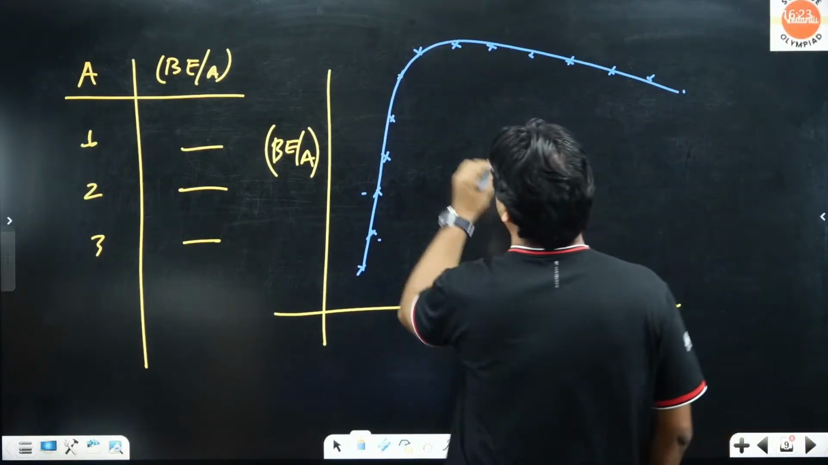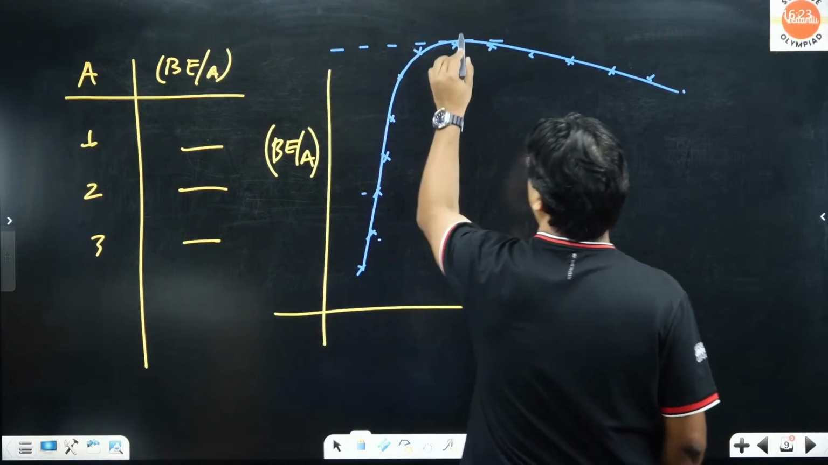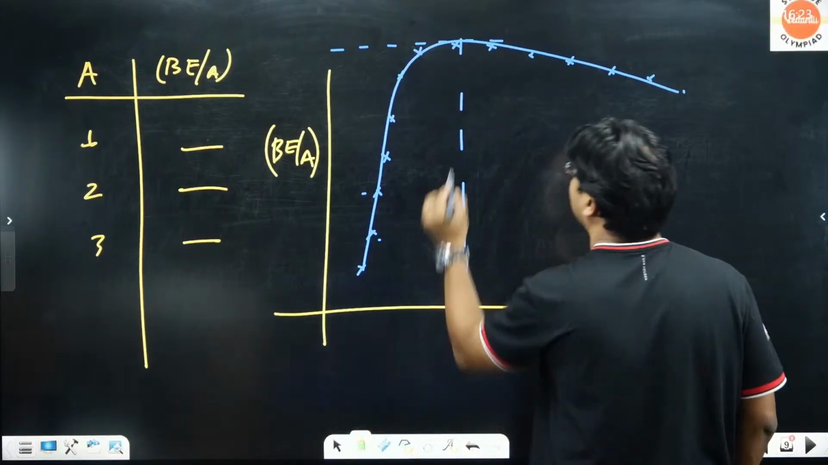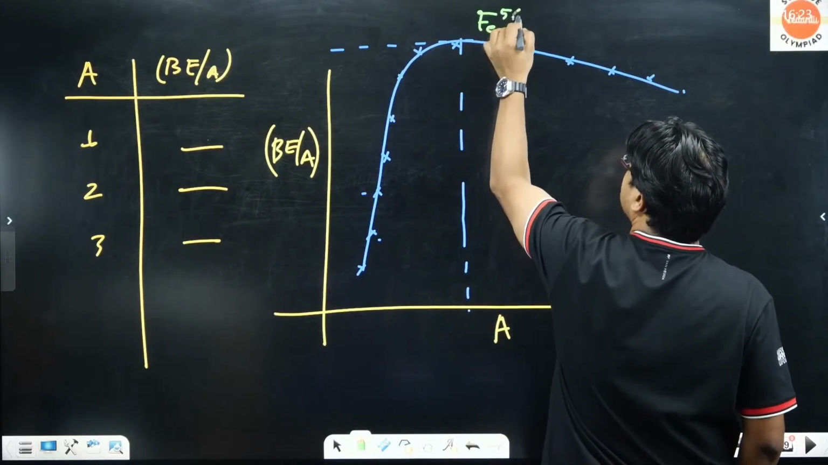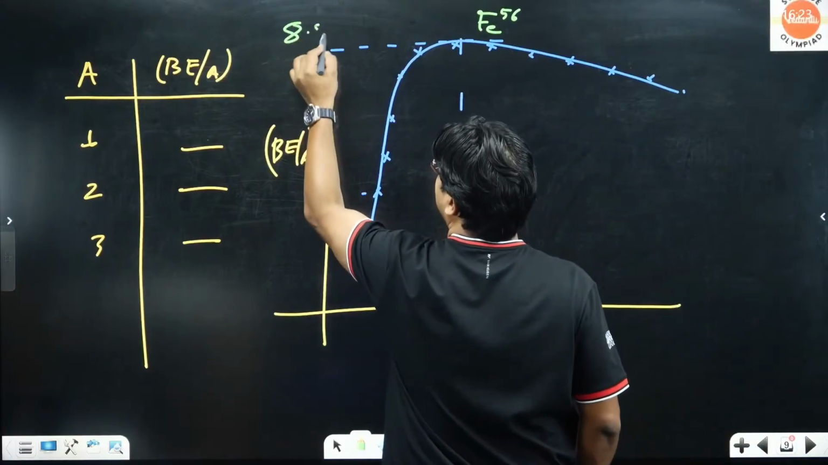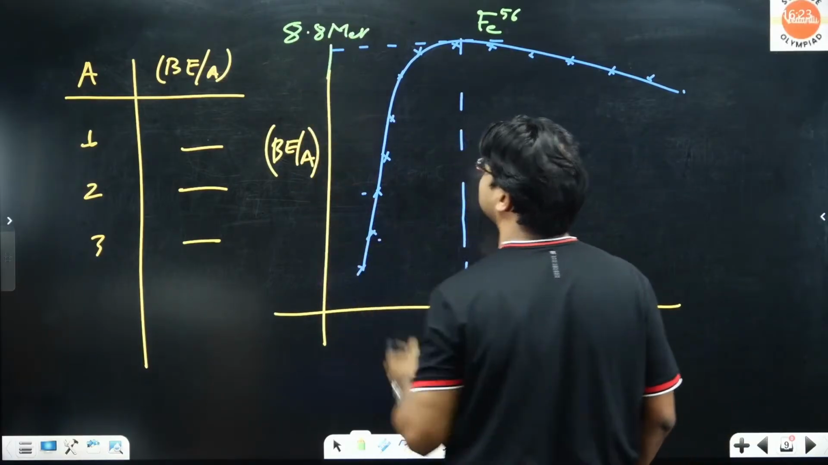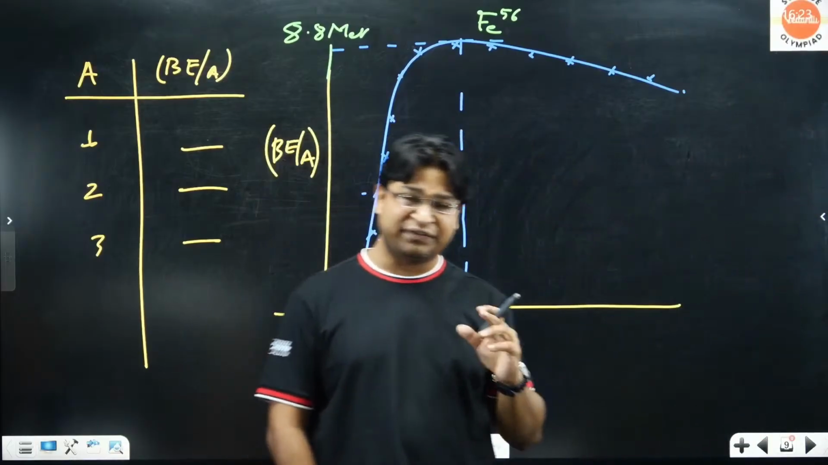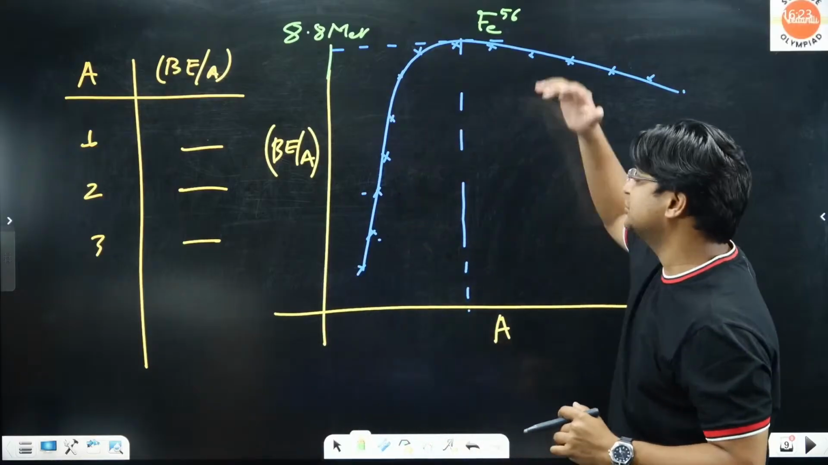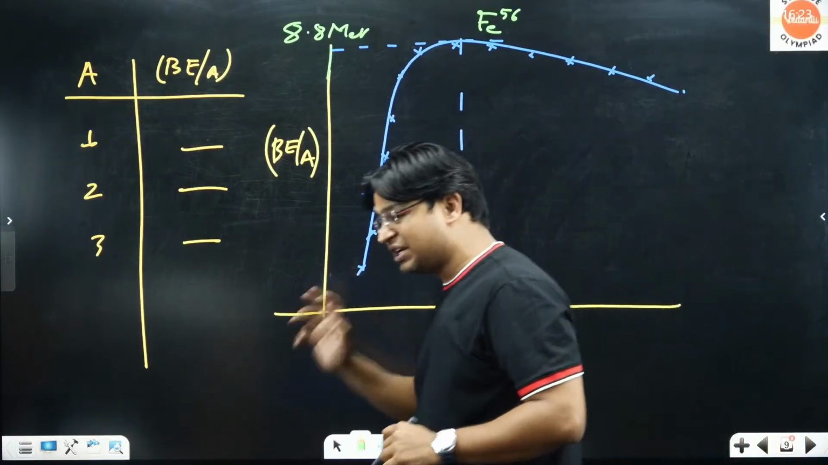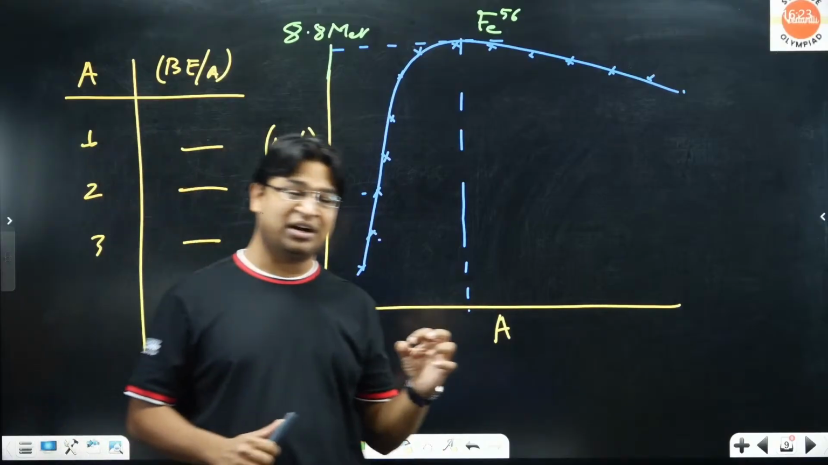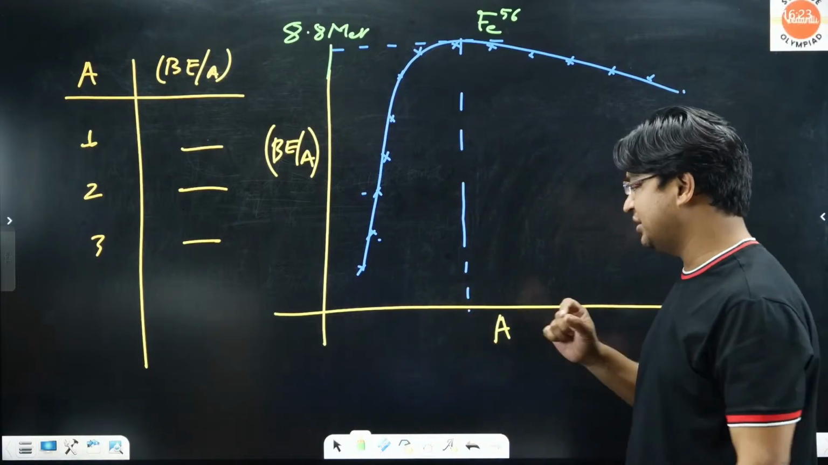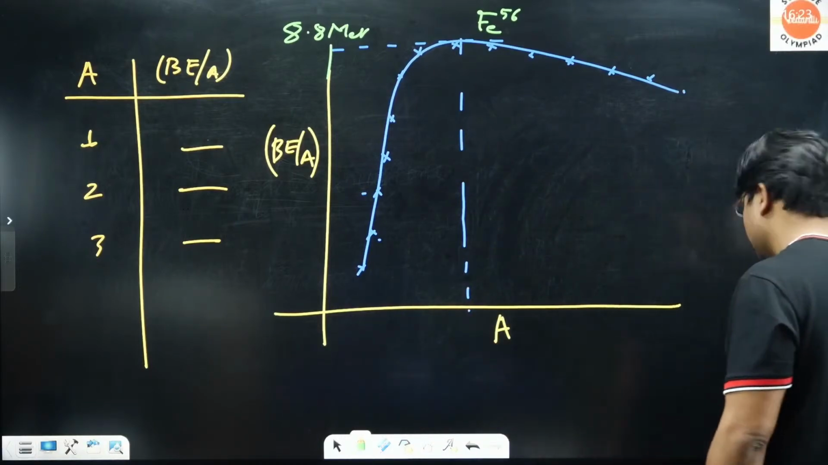What you will discover is that this graph has a maxima, and this maxima happens at iron 56. Iron 56 has the highest value of binding energy per nucleon, around 8.8 MeV. So remember this. The fact that this graph possesses a maxima is very significant. It plays a very important role in understanding and discovering one thing, which I'll talk about in a short amount of time. So this is binding energy per nucleon.